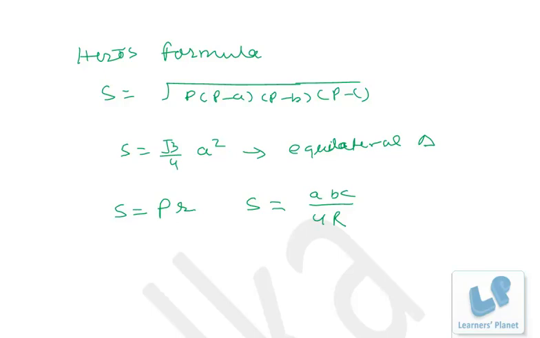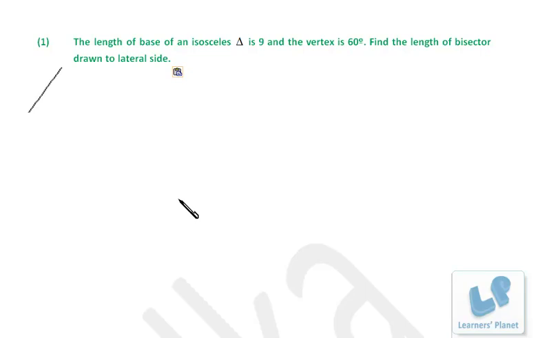Now we'll be taking some problems, and we'll be discussing the problems in detail. While we'll be discussing the problems, you will get to know some more concepts involved over here. Right, we'll be taking the problems from the previous CAT papers also, so you can relate the concept very well. Right, so let's begin. Let's take the first problem. Now we try this simple problem. Here, the length of the base of an isosceles triangle is 9 and the vertex angle is 60 degree. Find the length of the bisector drawn to the lateral side. So I just draw the diagram.